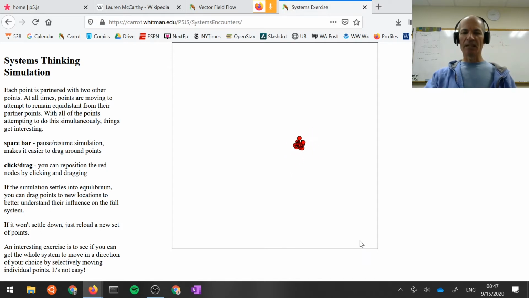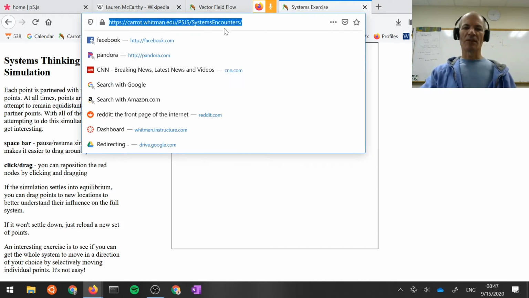It's almost like a living thing. And you can see the idea of systems thinking here. If I move one, everybody moves to adjust. And it's really hard to get this thing to do what you want. Now it's just in this little collapsed ball. If you want to try this yourself, you can just go visit my website and hit this URL.